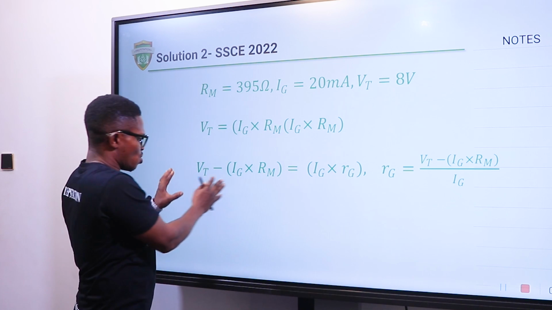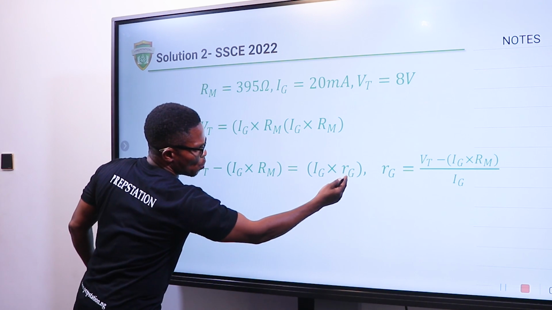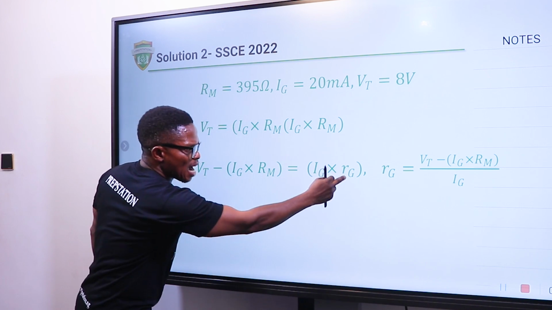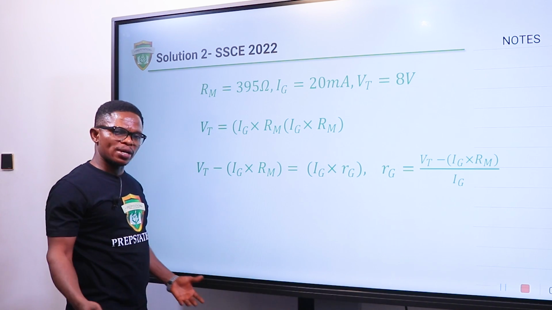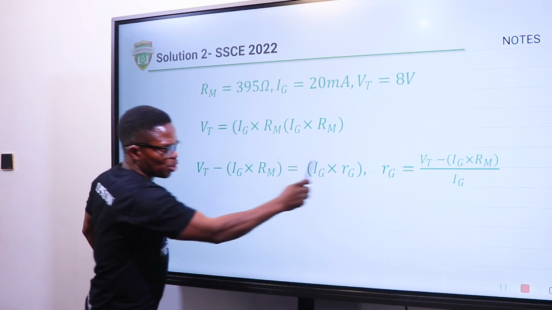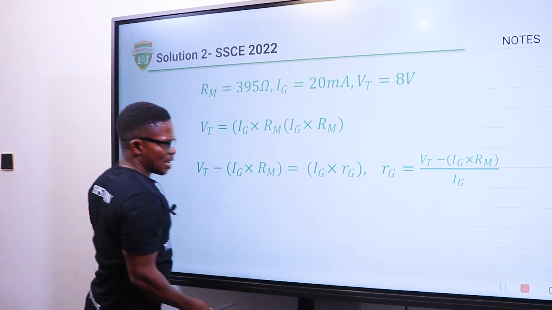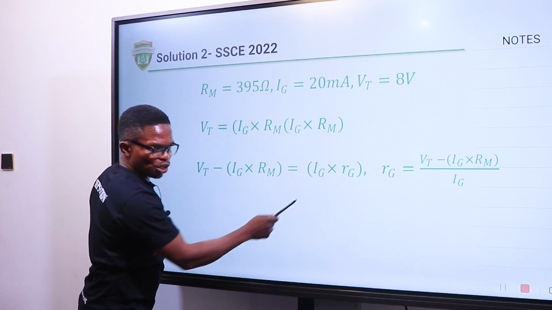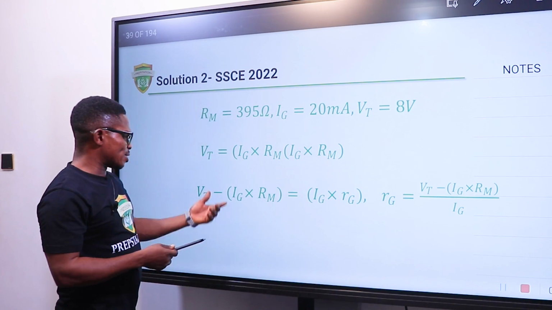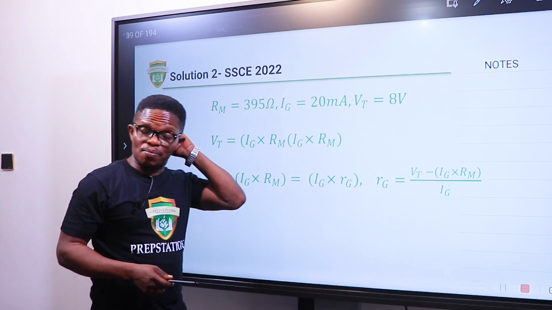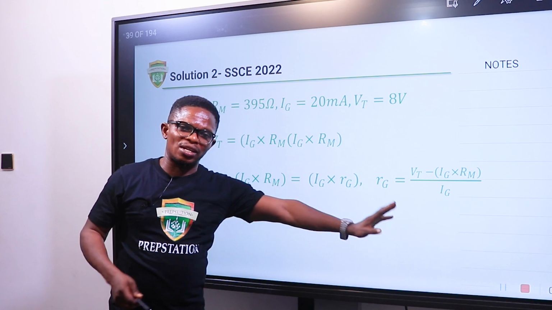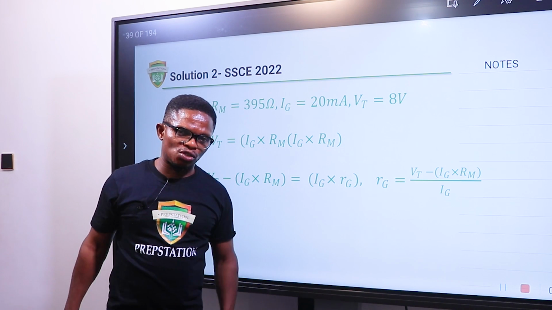Now, from this equation, this is the unknown. Make the unknown the subject of the formula. So if you make RG the subject of the formula, what would that be? That would be VT minus IG times RM, which you have here. Can you see it now? Then divided by what? IG. Because our emphasis is on getting RG. And I always encourage physics students, whenever you are solving problems in physics, always ensure that you work on the formula to the last point before you substitute the values.